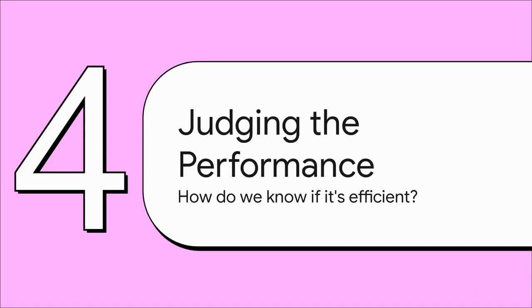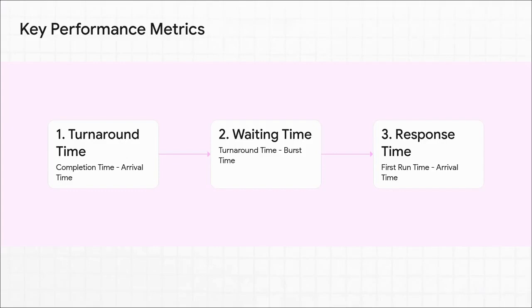So, we did it. We created a schedule. But was it a good schedule? Was it efficient? To answer that, we need a way to measure its performance. And we usually do that by looking at how long each process was forced to just sit around and wait. There are 3 big metrics we care about.